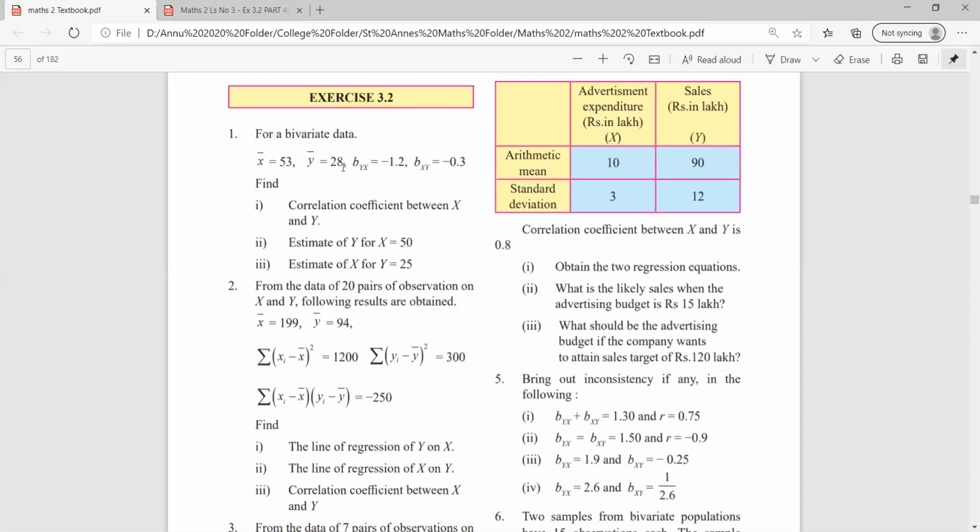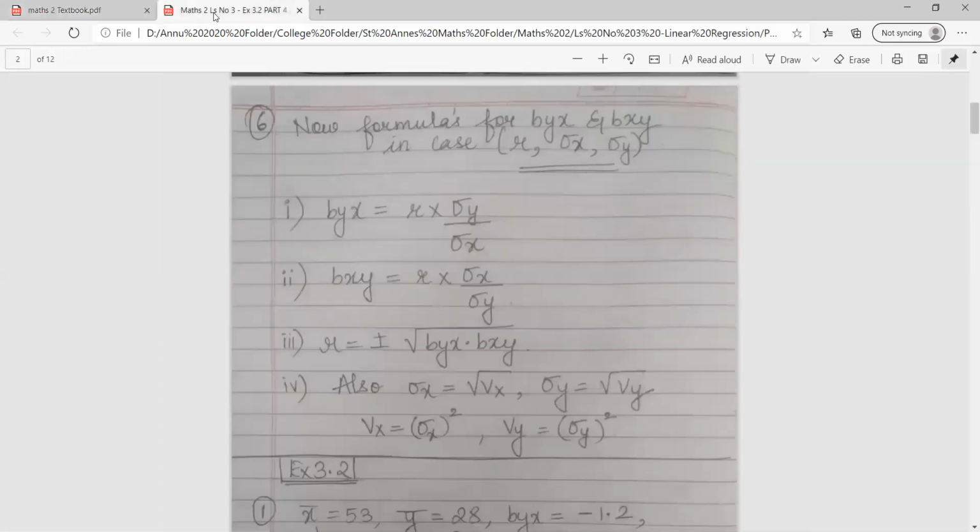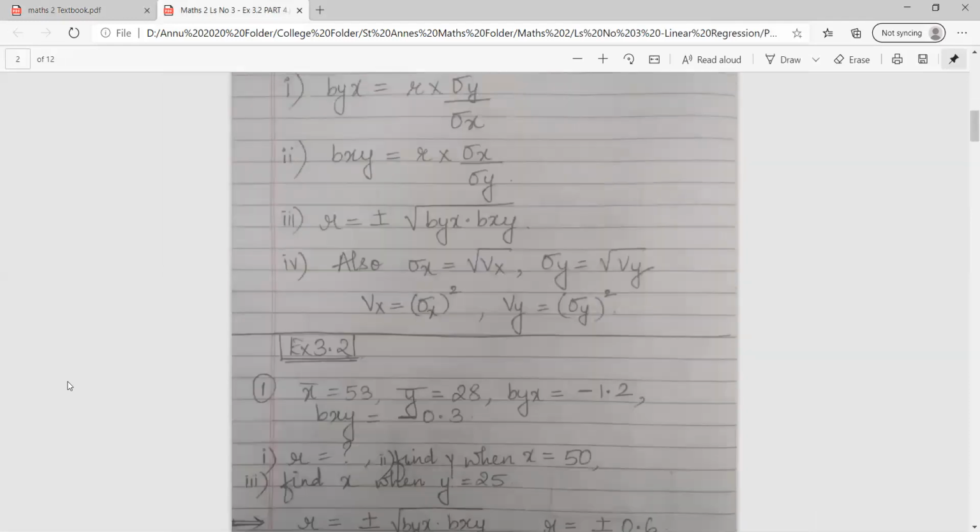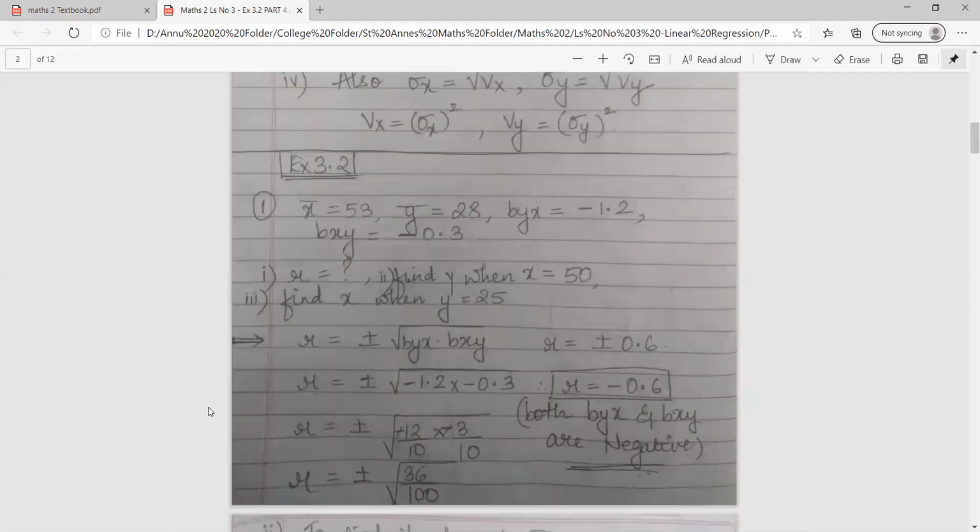So class, can you see you have both the regression coefficients, okay? You have both the means or averages. So सबसे पहले we need to find CC. CC means small r. So can you tell me class, how do we find small r? Do you remember the property? Correct, the third one. As you can see, you have both the regression coefficients. So we can use the formula r is equal to plus minus square root of Byx into Bxy. So I've written minus 1.2 into minus 0.3 under root plus and minus.